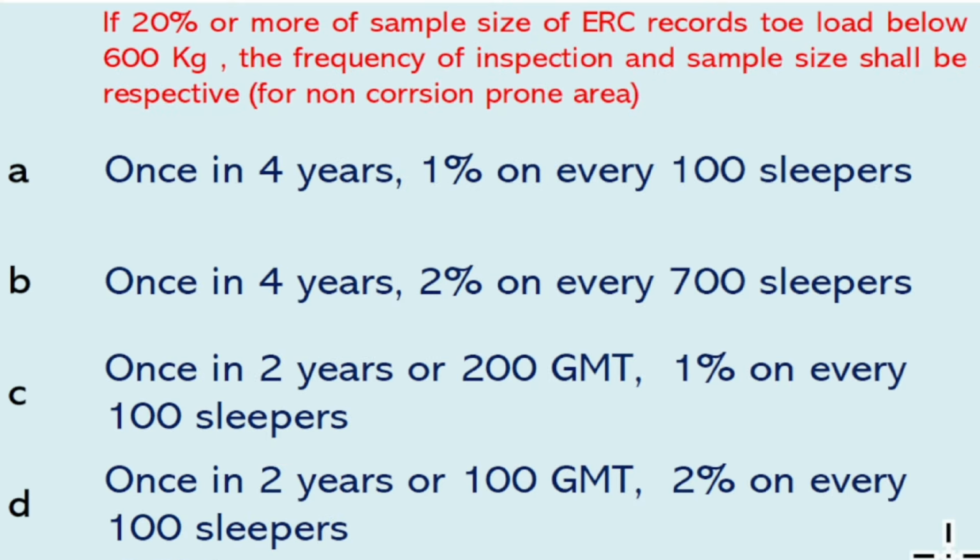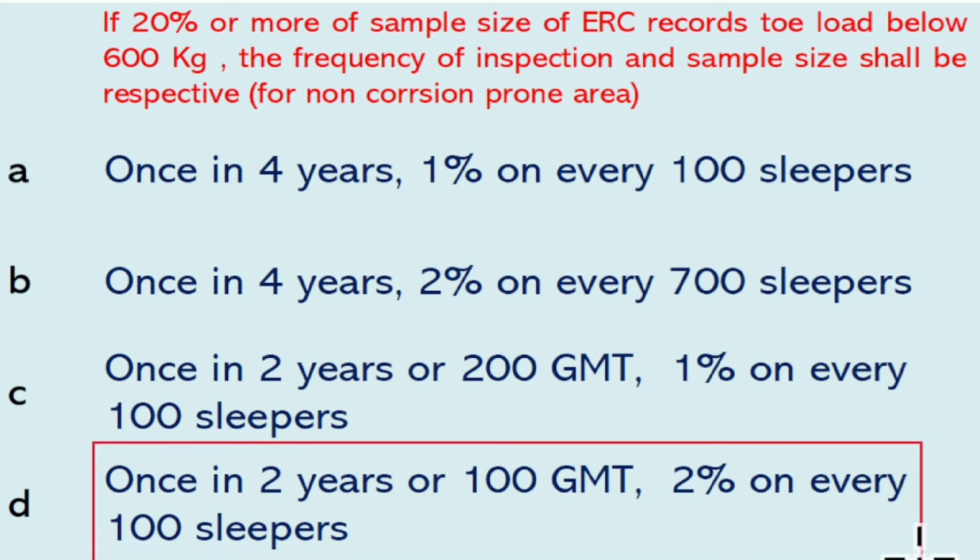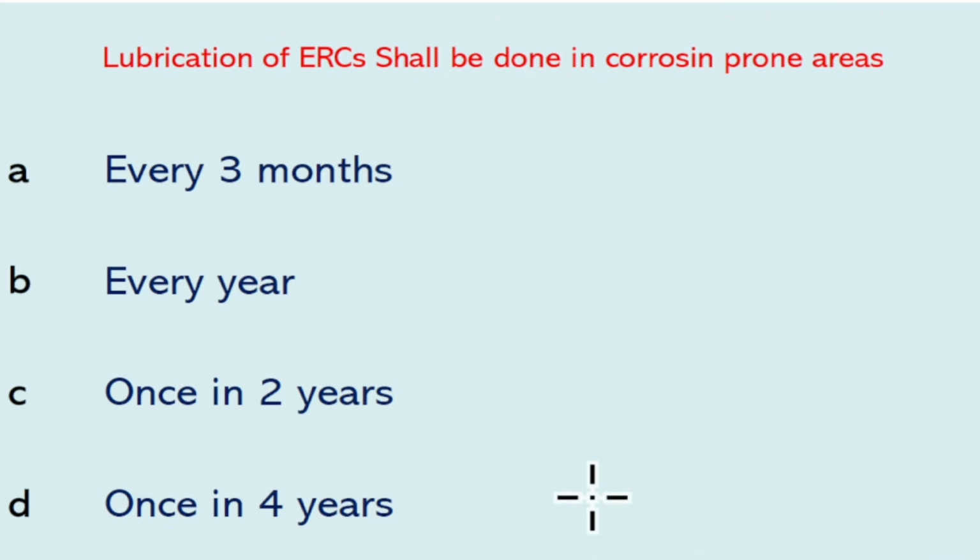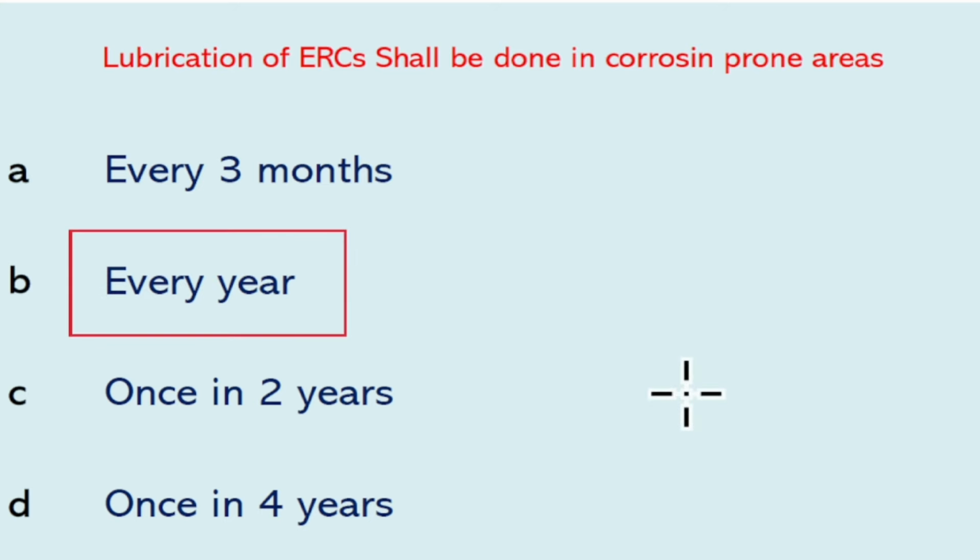If 20% or more of sample size of ERC record toe load below 600 kg, the frequency of inspection and sample size respectively for non-corrosion prone area should be once in 2 years or 100 GMT, and 2% of every 100 sleepers. Lubrication of ERC shall be done in corrosion prone area every year.